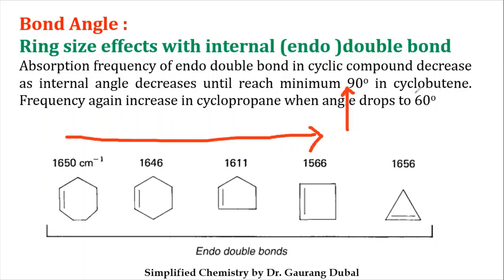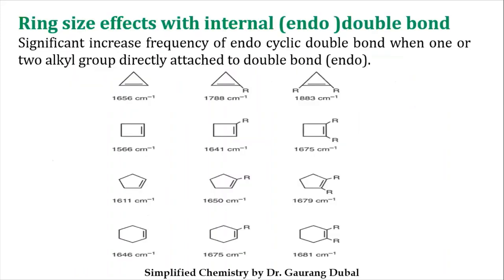So 90 degrees where? In cyclobutene, right? But the frequency again increases in cyclopropane when the angle drops to 60. If the angle drops below 60, you will get a higher frequency. So this is the trend for endo double bond in cyclic structures. And this type of question may be asked in some examinations or interviews. So you have to make very sure about that.